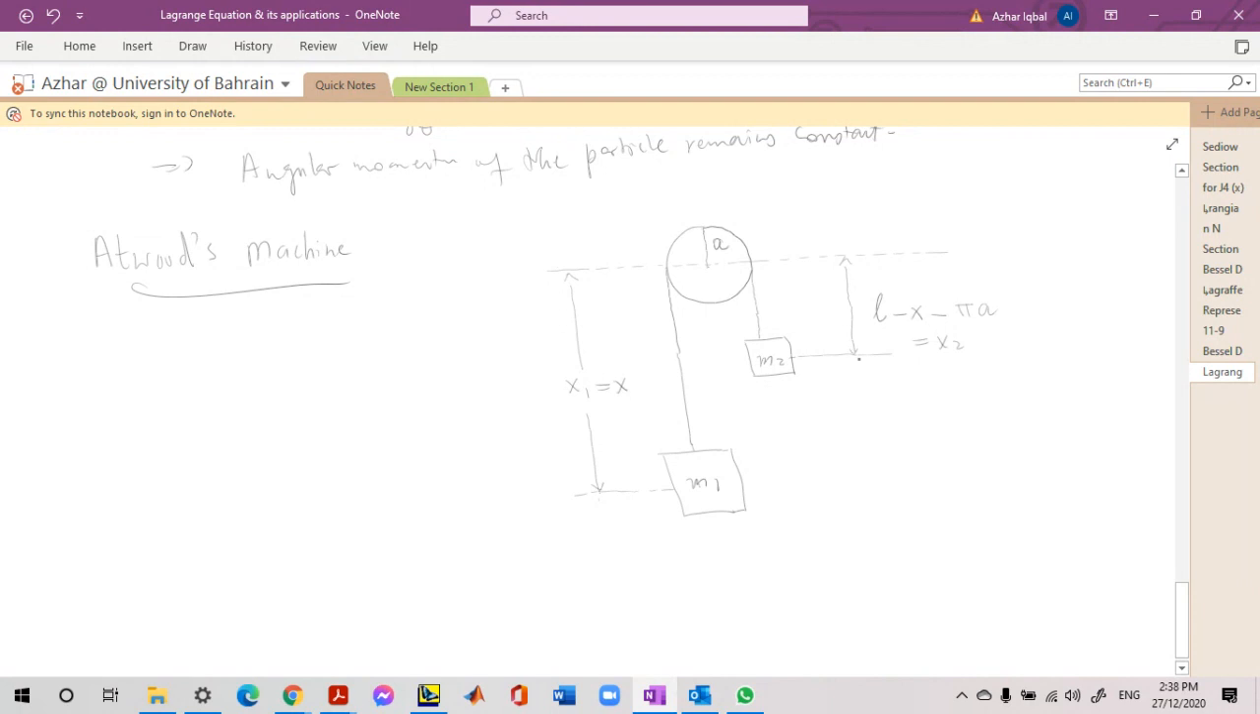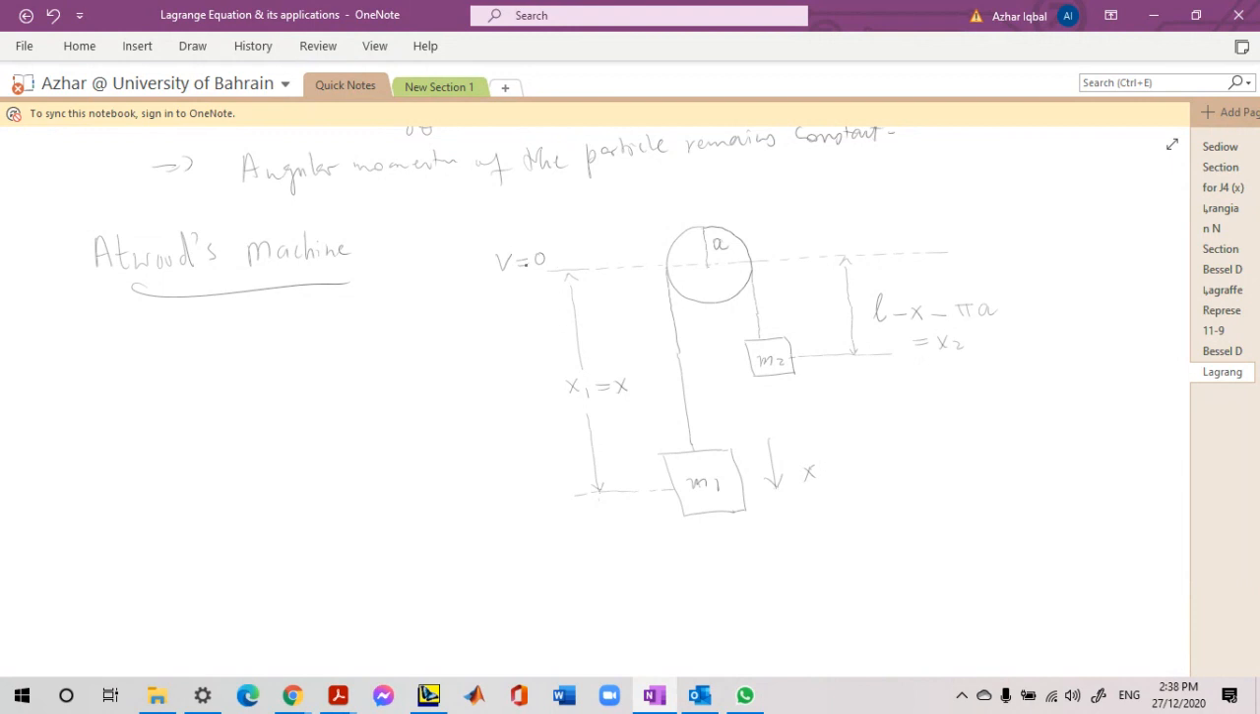And this can move up and down. So the description is by x, and here we have V equal to 0. The gravitational potential of the weight is taken to be 0 at that level.